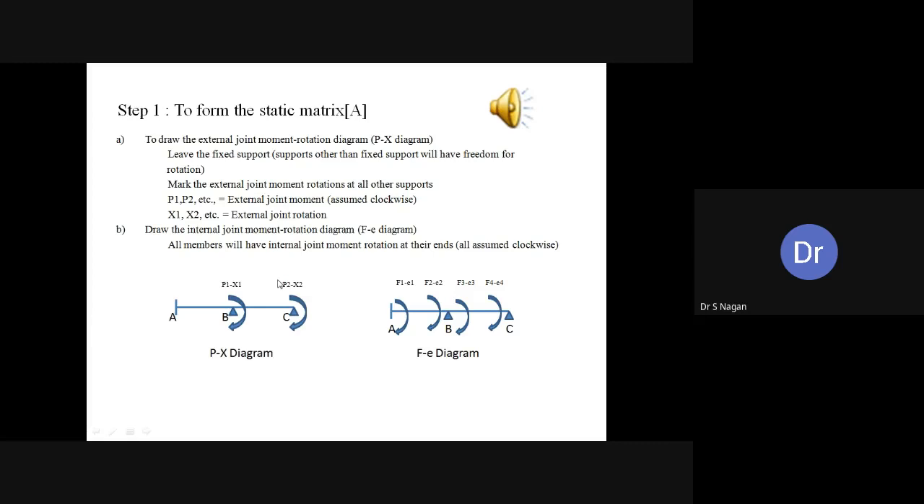Internal joint rotation will be the same. Even if you have a freely supported end here, or one more support, then F1 E1 here, F2 E2 here, F3 E3 here, F4 E4 here, F5 E5, F6 E6. So it will continue like this.